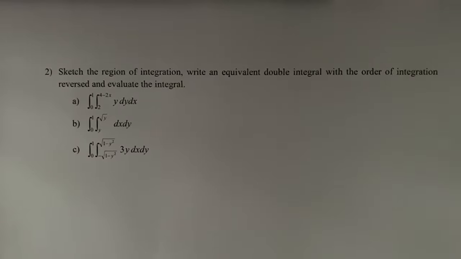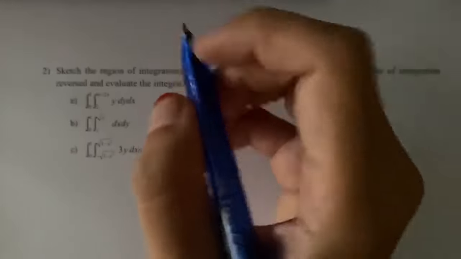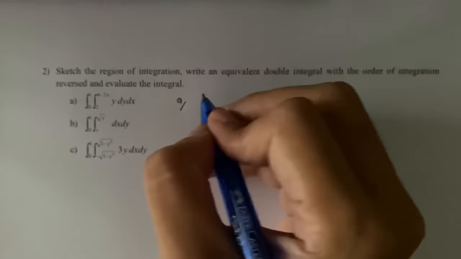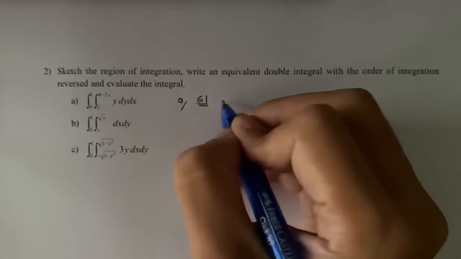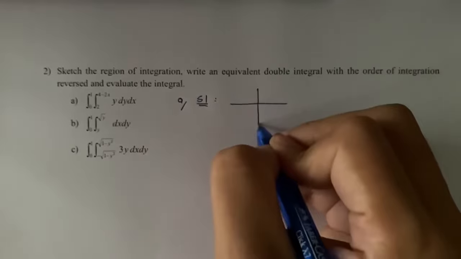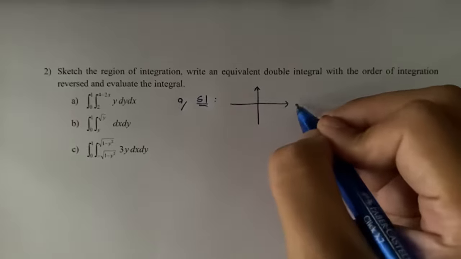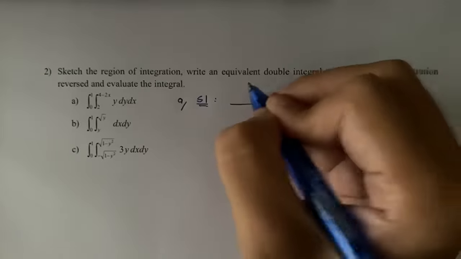For the second example, we have 3 double integrals here. We need to sketch the region of integration, write an equivalent double integral with the order of integration reversed, and evaluate the integrals. So let's see the first question, A. First, sketch. When you sketch this, you have x, y.